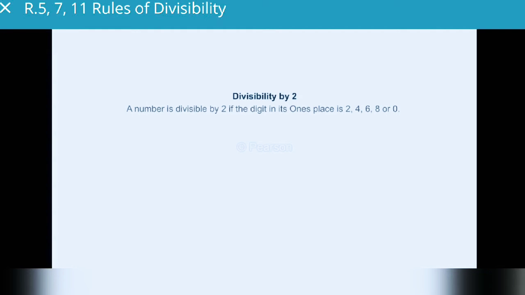Let's learn. A number is divisible by 2 if the digit in its ones place is even. That is 2, 4, 6, 8 or 0. For example, 98, 512 and 1060 are divisible by 2 because they are even numbers. As 54 is an even number, it is divisible by 2. So John and Jake get 27 cards each.